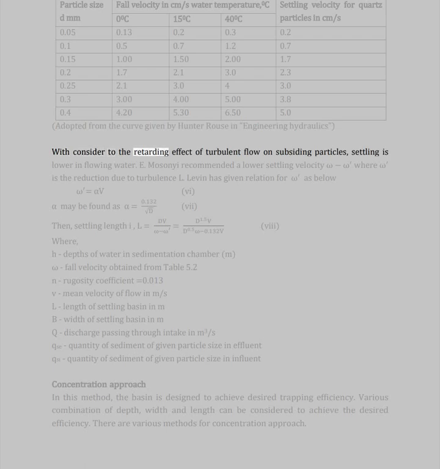With regard to the retarding effect of turbulent flow on subsiding particles, settling is lower in flowing water. Mosonyi recommended a lower settling velocity, omega minus omega prime, where omega prime is the reduction due to turbulence. Levin has given a relation for omega prime as below: omega prime equals alpha v. (6) Alpha may be found as alpha equals a square root expression. (7) Then, the settling length L equals the expression in equation 8.